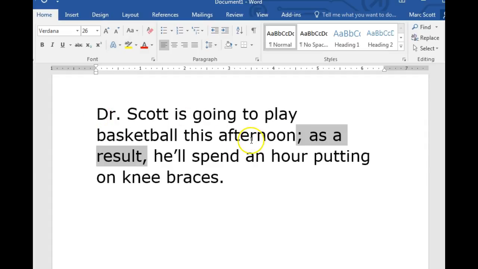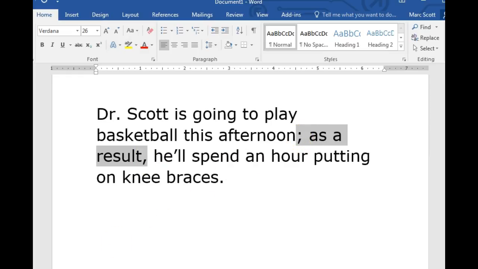Dr. Scott is going to play basketball this afternoon. That's a sentence. Subject, verb, forms a complete thought. To the right, do you have a complete sentence? He'll spend an hour putting on knee braces. That also forms a complete thought. That means you're using it correctly. If you cover up the semicolon, the transition signal, and the comma, and you've got a sentence to the left and a sentence to the right, you are using it correctly.